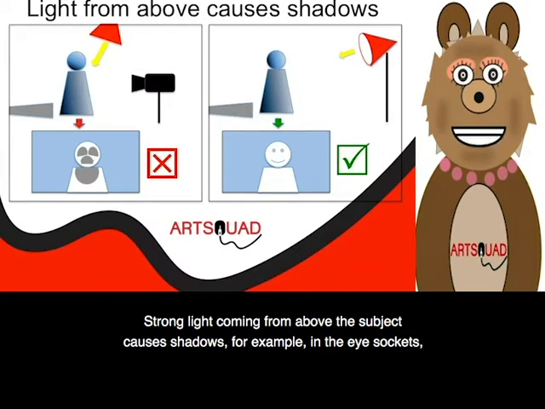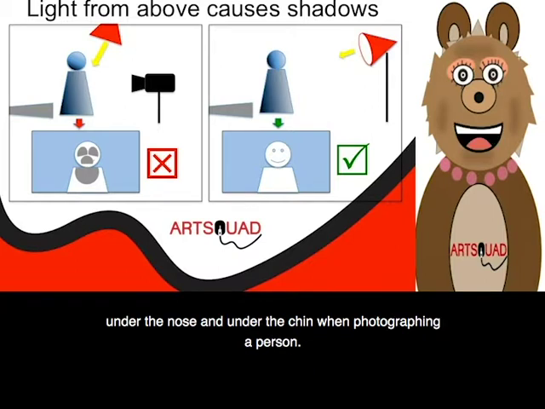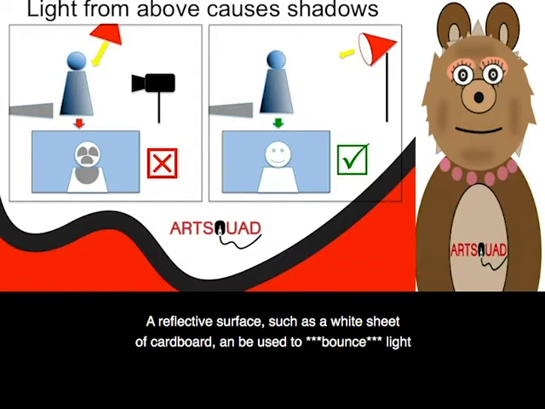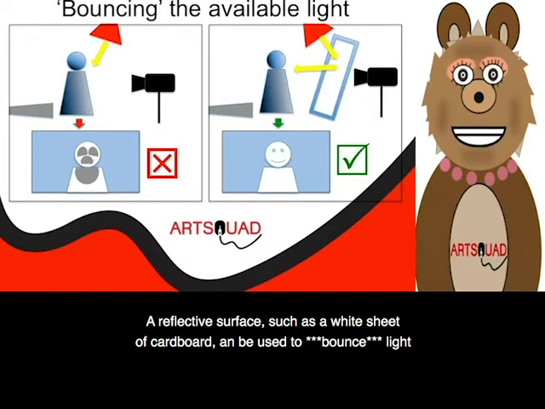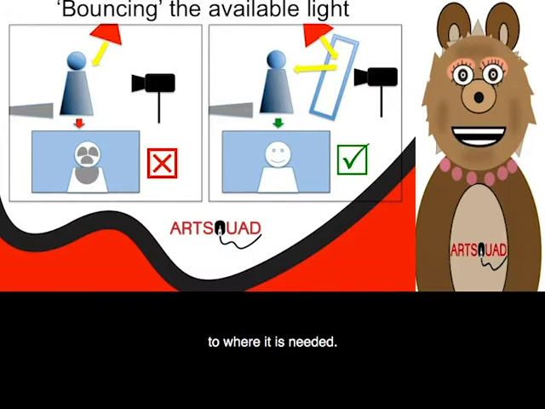Strong light coming from above the subject causes shadows, for example, in the eye sockets, under the nose, and under the chin when photographing a person. A reflective surface, such as a white sheet of cardboard, can be used to bounce light where it is needed.